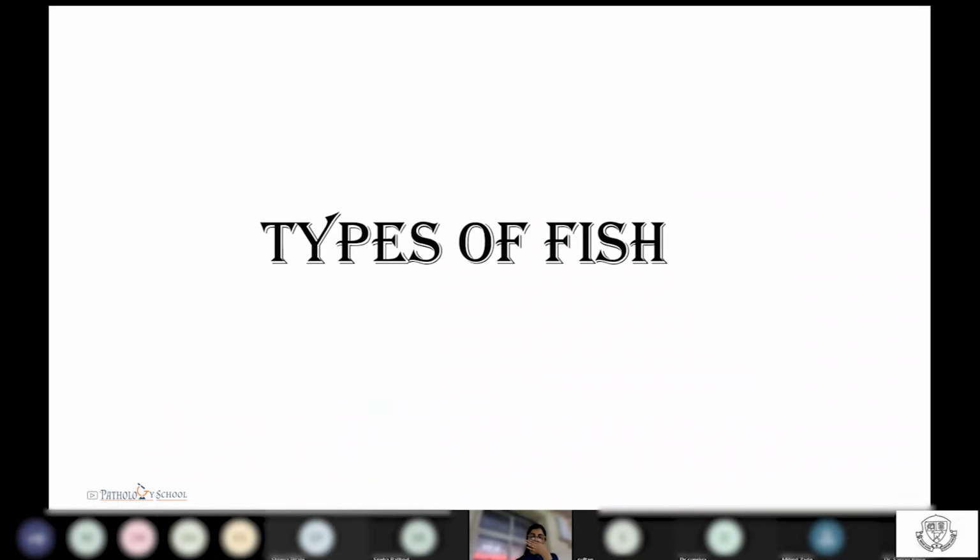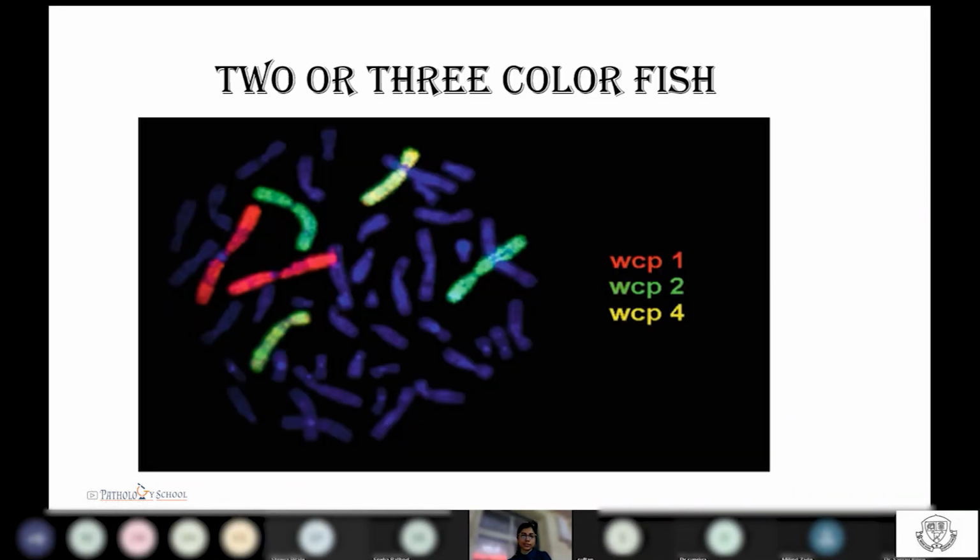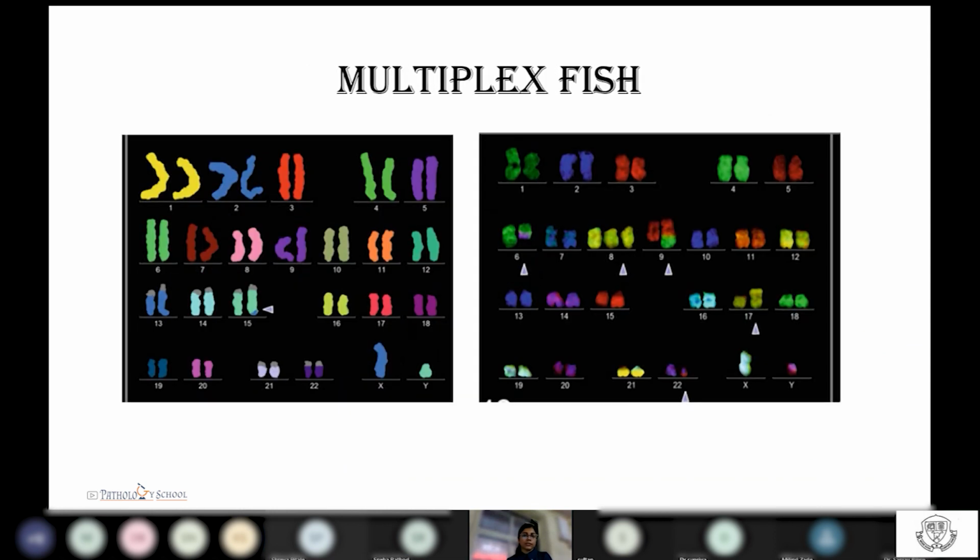Next, we'll be going on the types of fish that are present. This is your 2 or 3 color fish. That is, you can use whole chromosome paints, and you can see chromosome 1, 2, and 4, and multiple chromosomes which are of interest to you. Then is your multiplex fish. In this, each pair of chromosomes is color coded in different colors. So you will be able to look at any translocation or anything that is present.